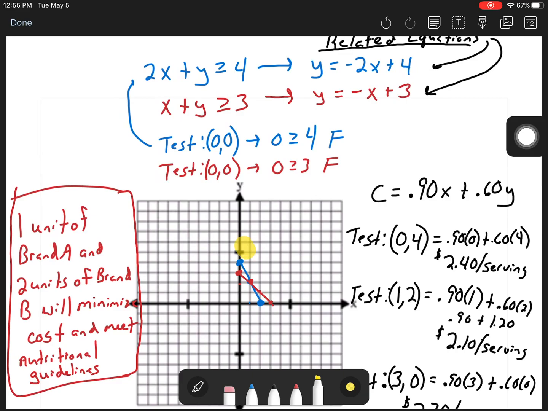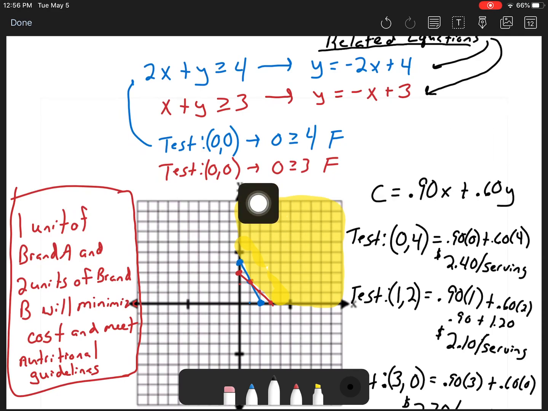So my region of feasible solutions is going to be kind of outlining that, but then it's going to be like all of this stuff up here. Now, if you recall what we said before, if there is a solution, one that's going to maximize or minimize whatever you're looking for, it's going to occur at one of the vertices.